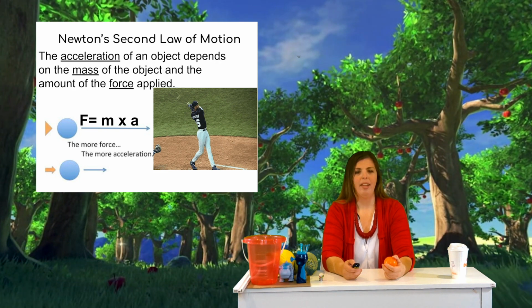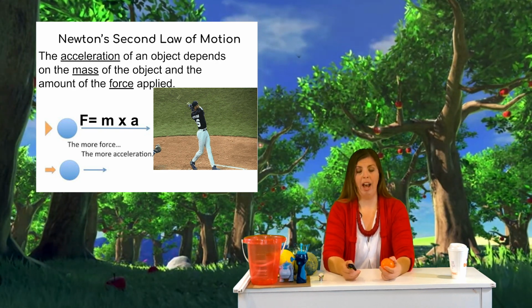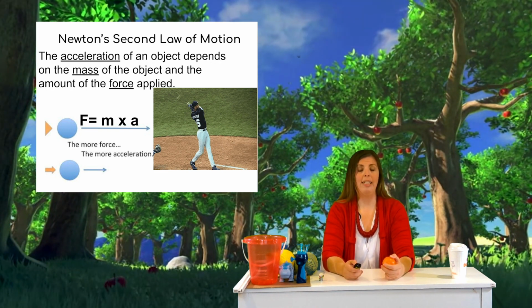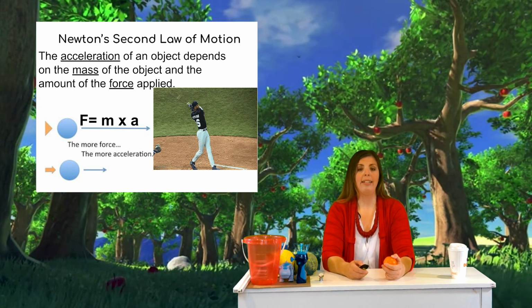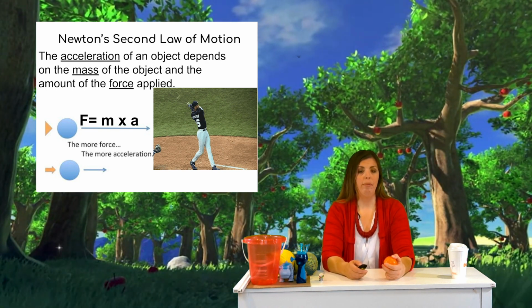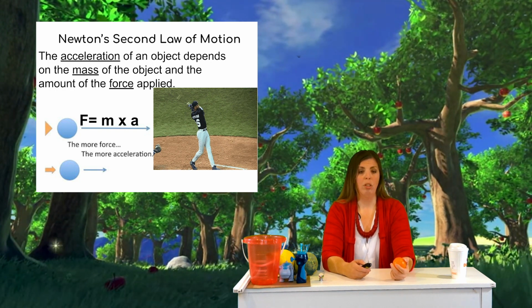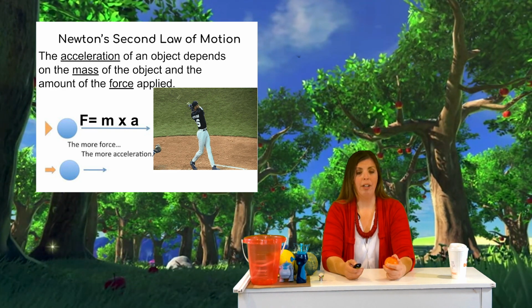Newton's second law. This is a fun one because it combines a few factors into a formula. This formula is force is equal to mass times acceleration. And so we're looking at a baseball player here. You can see that there's a lot of force exerted on the ball. The more force, the more acceleration, the faster that ball is going to go, hopefully out of the park.